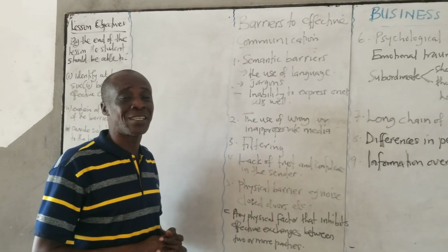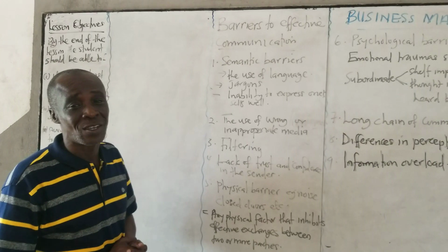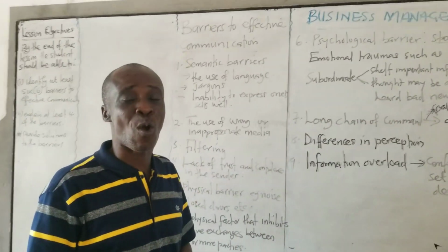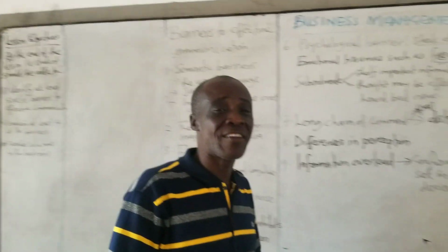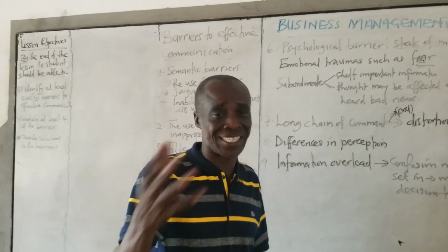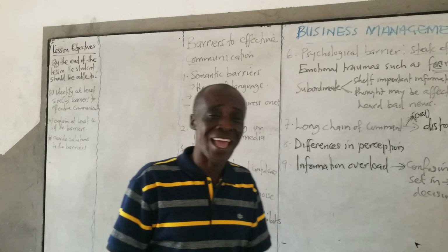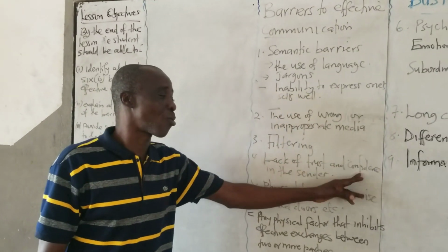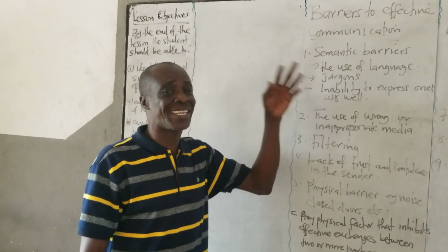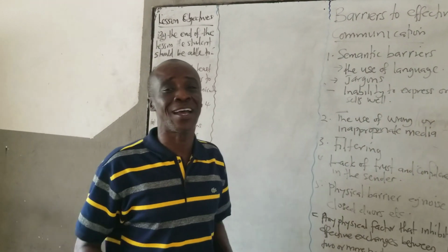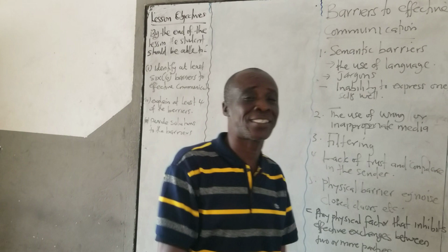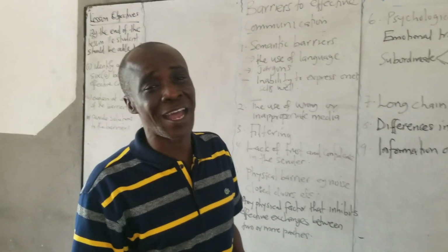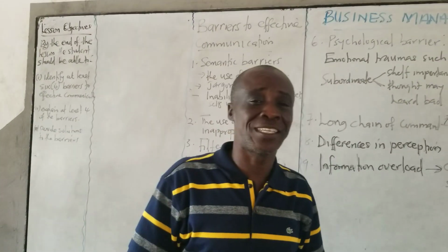The next point, very simple, straightforward, is when the receiver does not have confidence, when the receiver does not trust the sender, then that can also be a barrier. So we said lack of trust and confidence in the sender. In other words, the receiver doesn't have confidence in the sender. The receiver does not trust the sender.